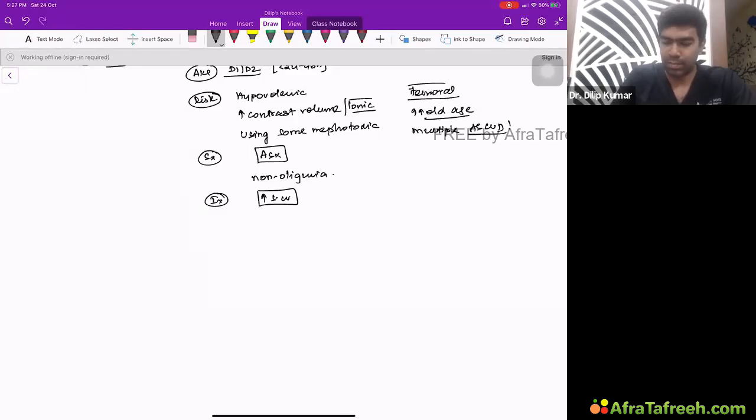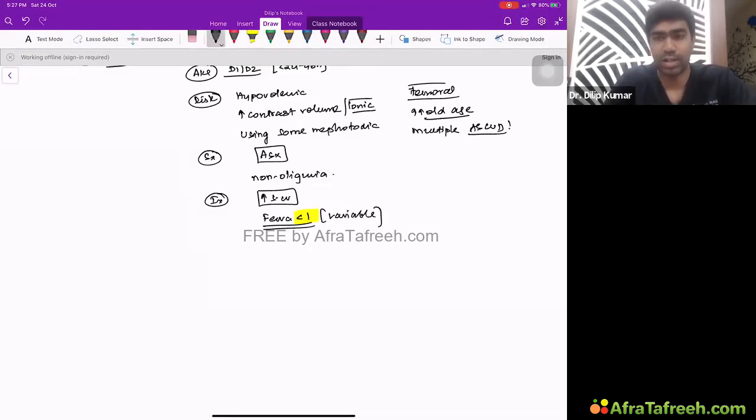At the same time, this patient will typically have a pre-renal picture most of the time. Even though it's acute tubular necrosis, they might have a FeNa of less than 1 usually. But in exam, it is variable. But in reality, you'll have a FeNa of less than 1 because this contrast induces a powerful vasoconstriction, and that will activate RAS, and usually they will have a FeNa of less than 1 only.